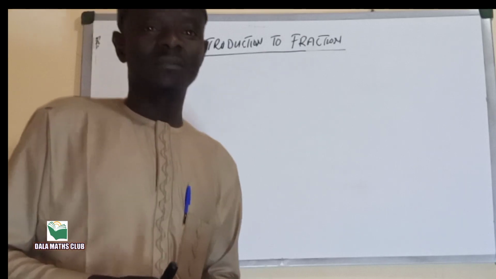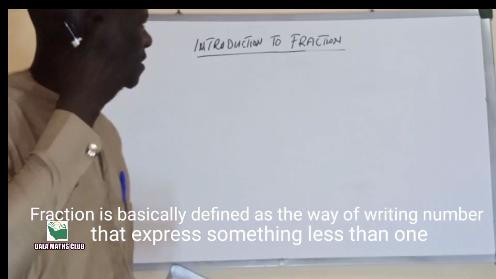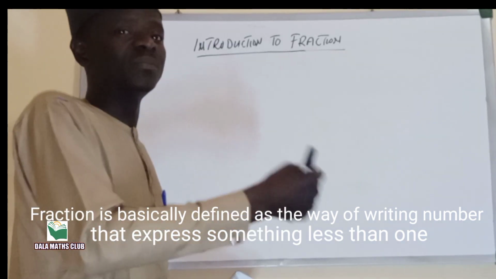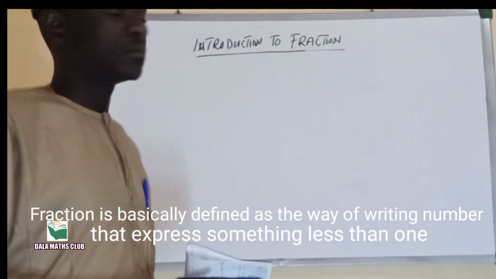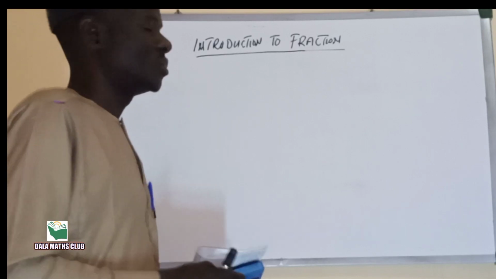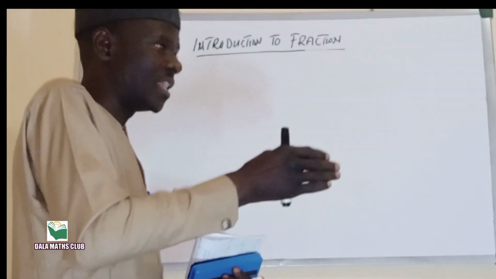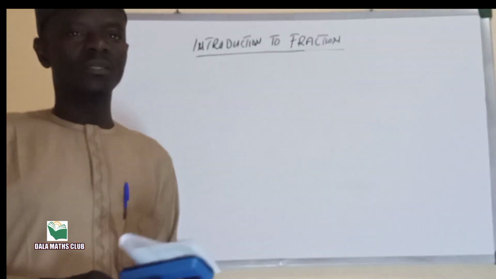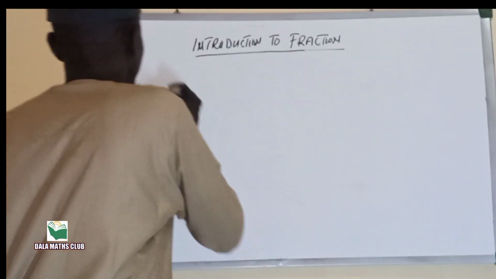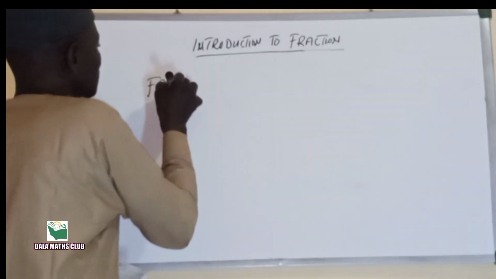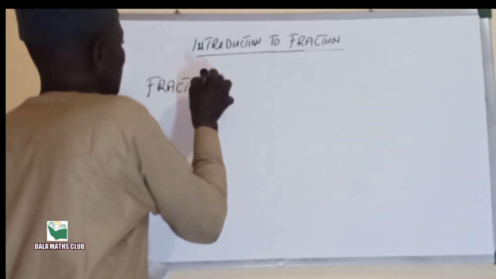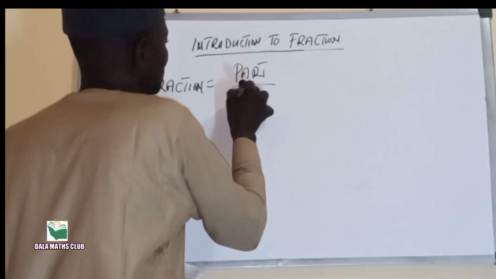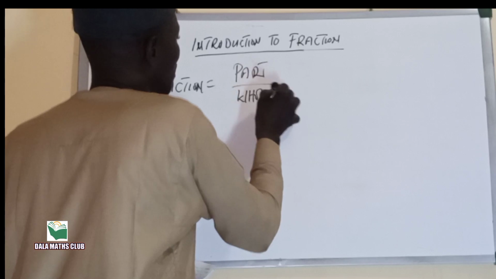When we say fraction, it is simply defined as a way of writing numbers that express something less than 1. When you want to write a number that expresses anything less than 1, or a part of something, we use a fraction. That means we can say a fraction can be defined as a part of a whole, that is, part of something all over all of it.